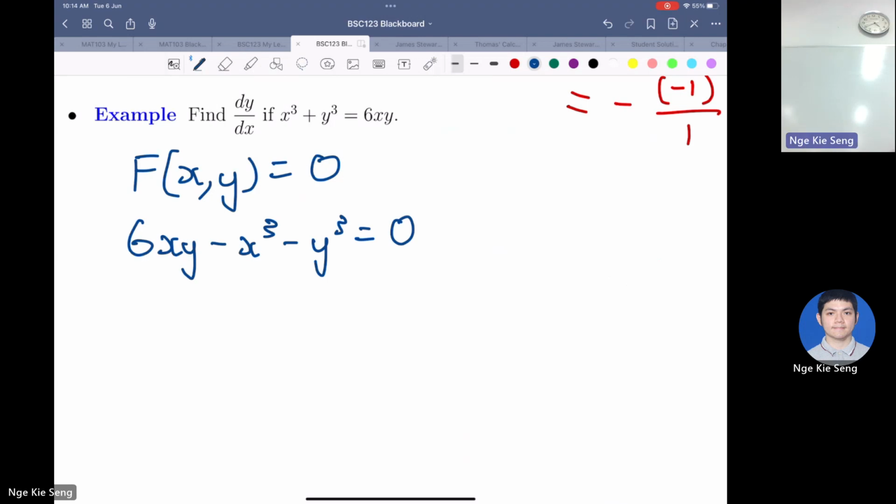Sure, you can go the other way: x cubed plus y cubed minus 6xy equals 0. You can do both ways and they should give the same answer, because you are dividing df over dx by df over dy, so both will introduce a negative, and the negatives cancel out in the end.